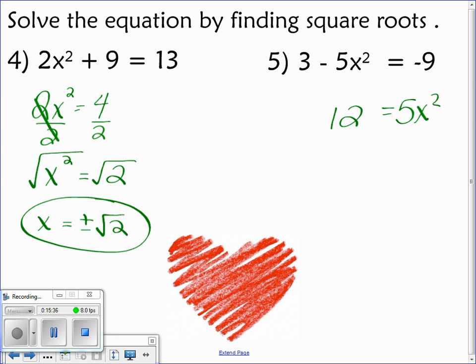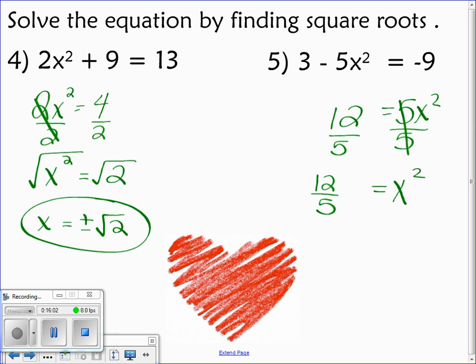What fraction? I don't see a fraction. Yeah, I do. Divide by 5. Right? Got to get that x squared totally by itself. You cannot take the square root of it otherwise. So I get 12 over 5. Right? That doesn't divide nicely. Now, what's your next step?